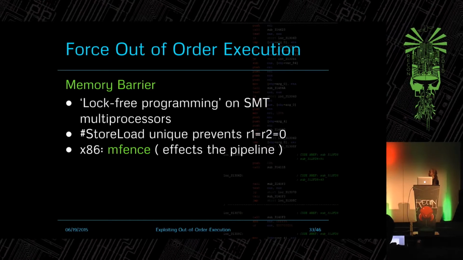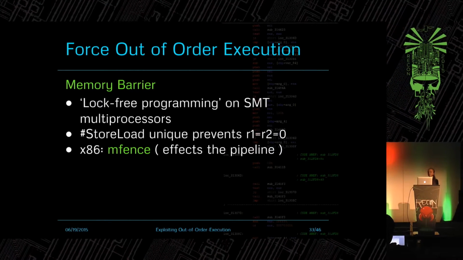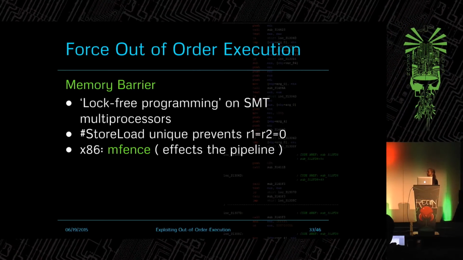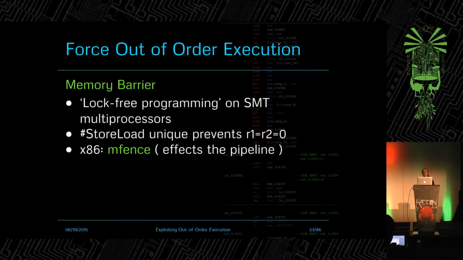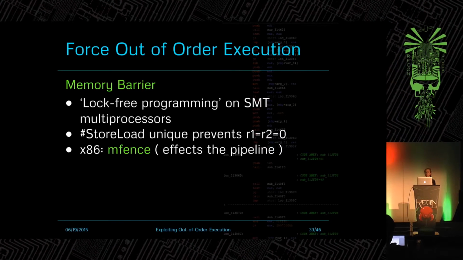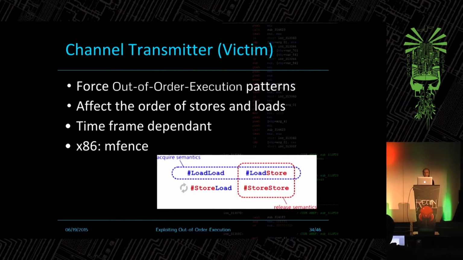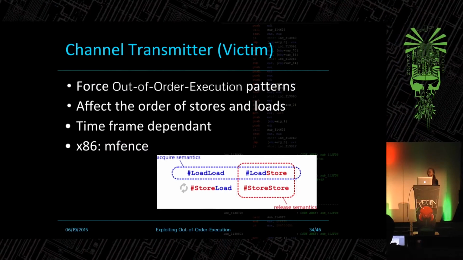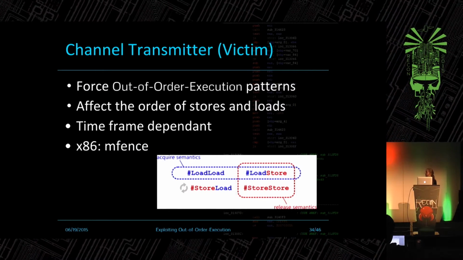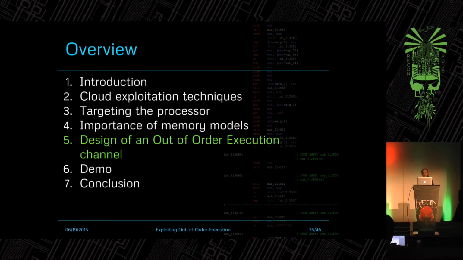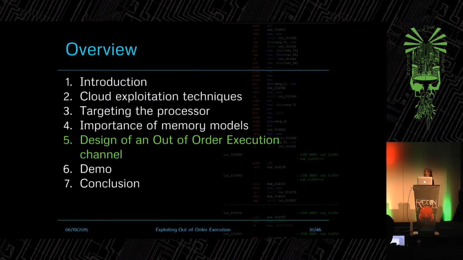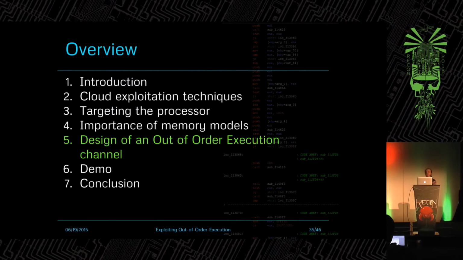But to reiterate what we were saying earlier, we want to force out-of-order executions, so we're going to assume SMT is turned on, and we're going to use a store load barrier, mfence, to prevent that out-of-order execution case. So to decrease the average out-of-order executions that we can read from the pipeline in specific time intervals. And so for our victim or our transmitter, we're going to force these patterns and affect the order of stores and loads. Like I said earlier, it's time frame dependent. So now we have both the ability to force out-of-order executions on the pipeline as well as to receive. So now we just have to design the channel.